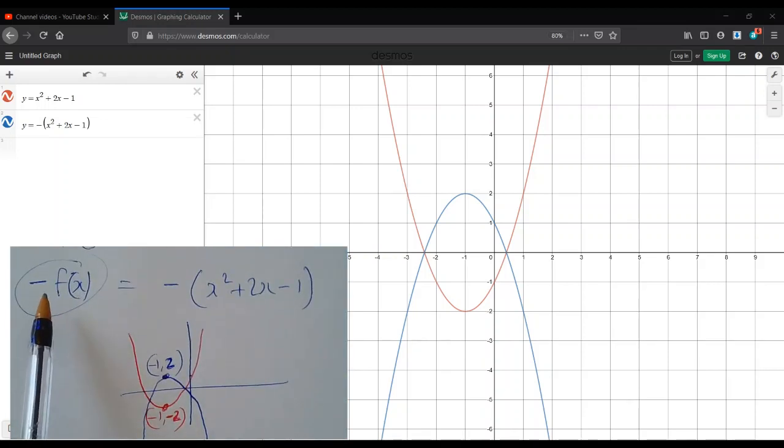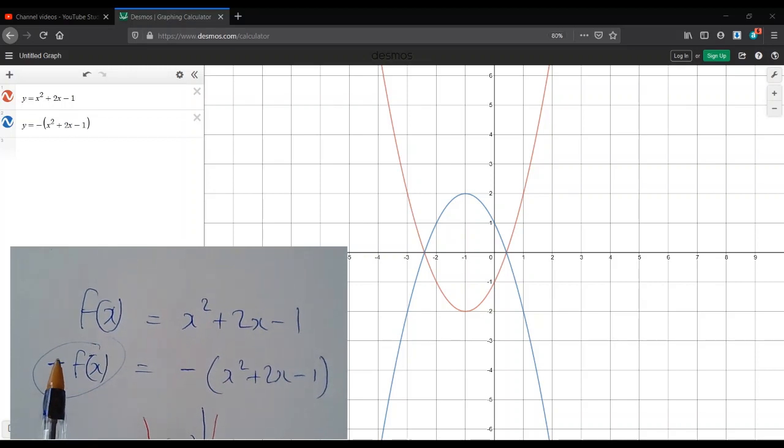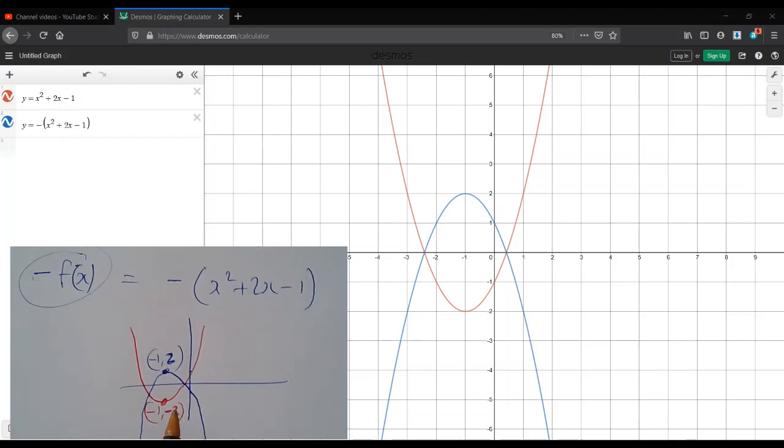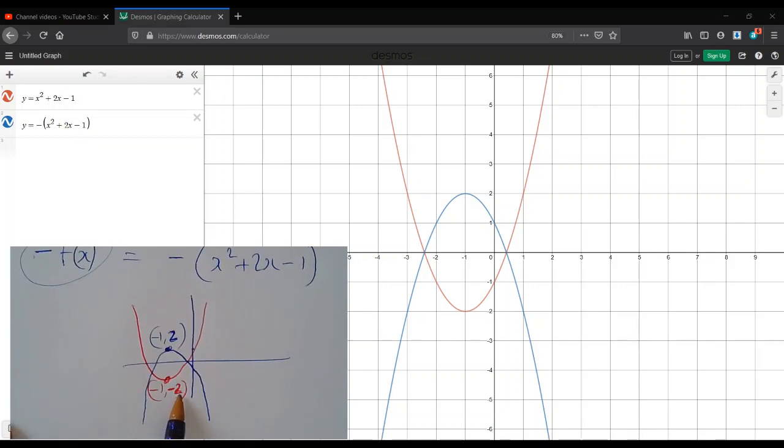So the effect of putting a minus, a negative in front of the f of x is that the y coordinate, the last value, changes its sign. The x value is not affected, not affected at all. It's just the y value that gets affected. It goes from negative to positive or positive to negative.